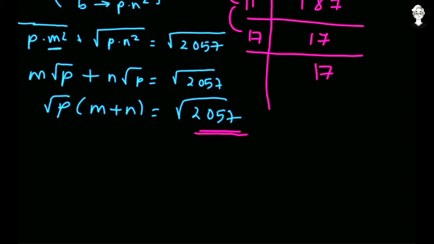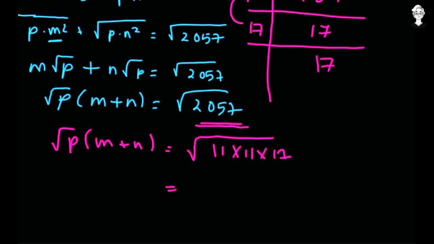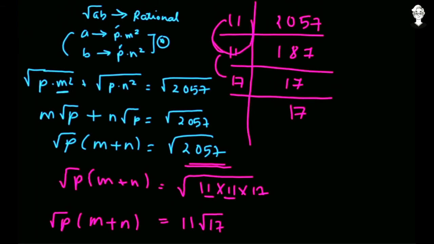So instead of 2057, I will write that value. So under root p into m plus n as it is, and that is equal to, instead of 2057, I will write 11 into 11 into 17. Now look over here, 11 into 11 into 17, 11 into 11 is 11 square, and that can come out as a single 11, and under root 17 as it is, and that is equal to under root p into m plus n. Yes, now the special property of this number is that you can see over here, a square multiplied with a normal number, 11 square with 17.